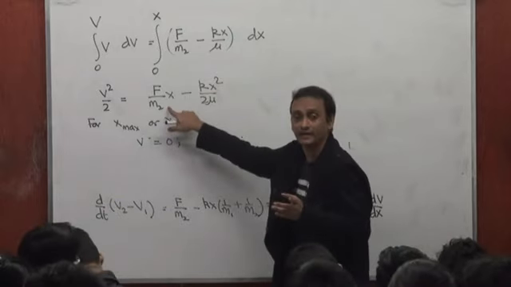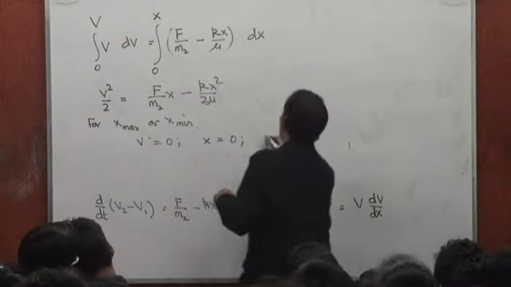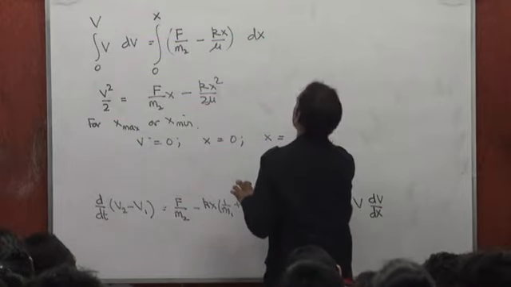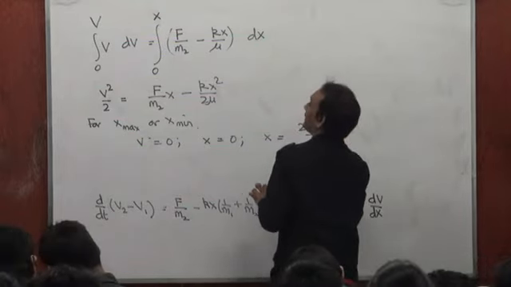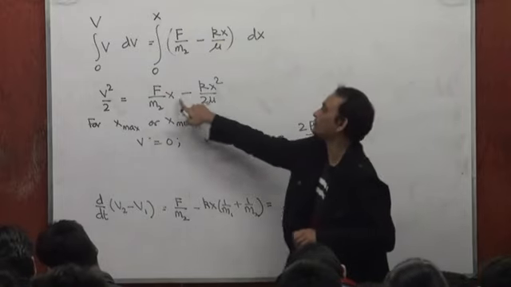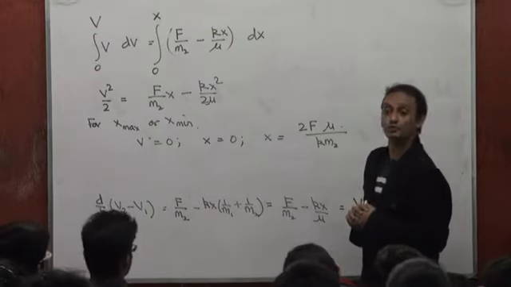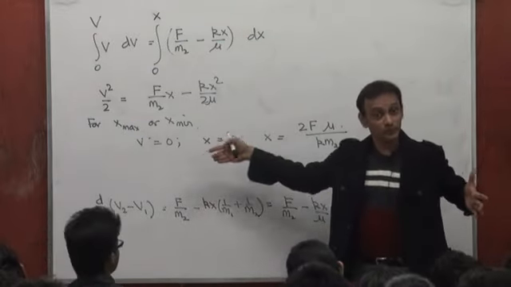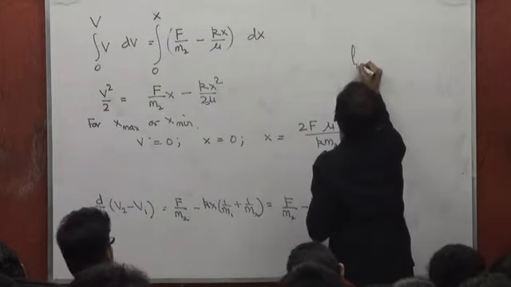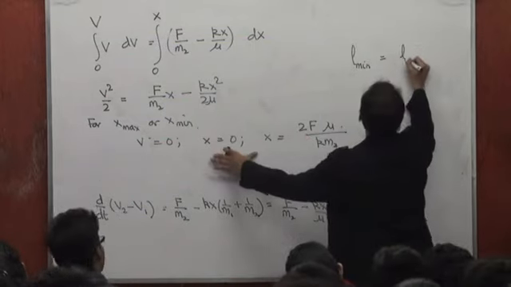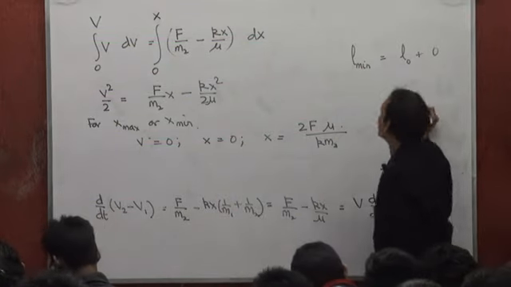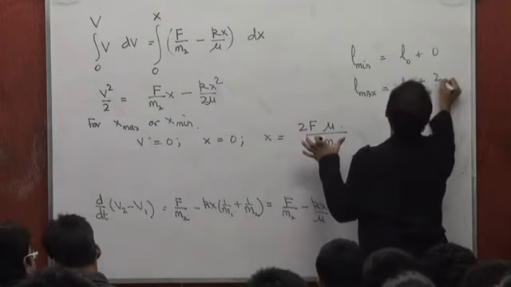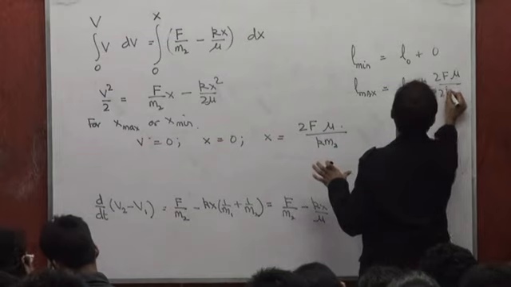One of the values that I get is x equal to 0. The other value of x that I get will correspond to 2F mu by k m2. So this would be the maximum elongation. That means the minimum length of the spring is the original length L naught plus 0. The maximum length of the spring is going to be L naught plus 2F mu by k m2.